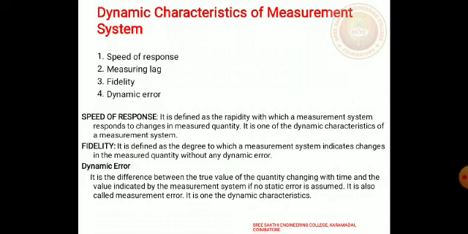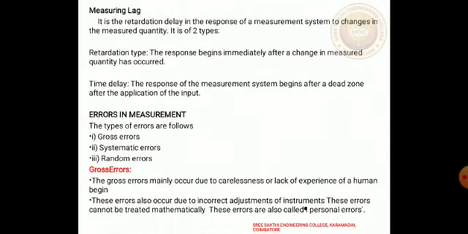delay in the response of a measurement system to changes in the measured quantity. Fidelity is defined as the degree to which a measurement system indicates changes in the measured quantity without dynamic error. And last one is dynamic error. It is the difference between the true value of the quantity changing with time and the value indicated by the measurement system. If no static error is assumed, it is also called measurement error.